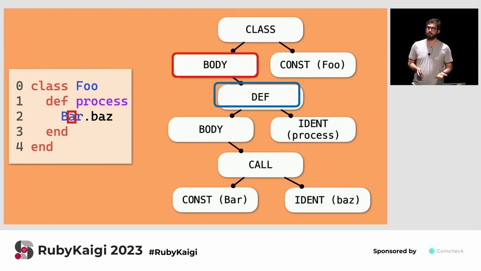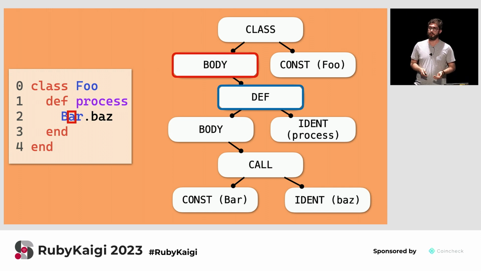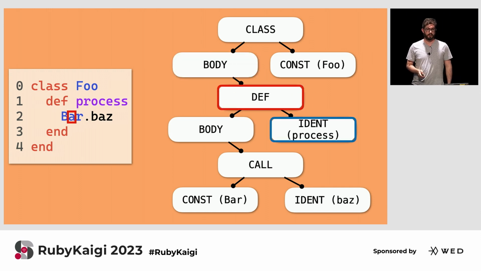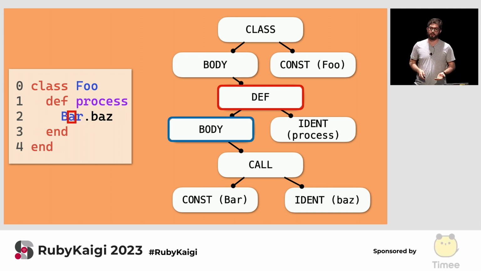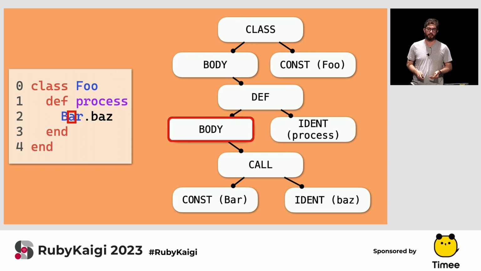Then we move on to comparing with the method definition for process. It also covers the A character, and it is more specific than the body of the class, so we update the target again. We check the name of the method, the identifier process. It does not cover anything on line number 2, so that can't be the right target. We move on to comparing it with the body of the method, which covers the requested position and is more specific than the method definition, so we update the target again.